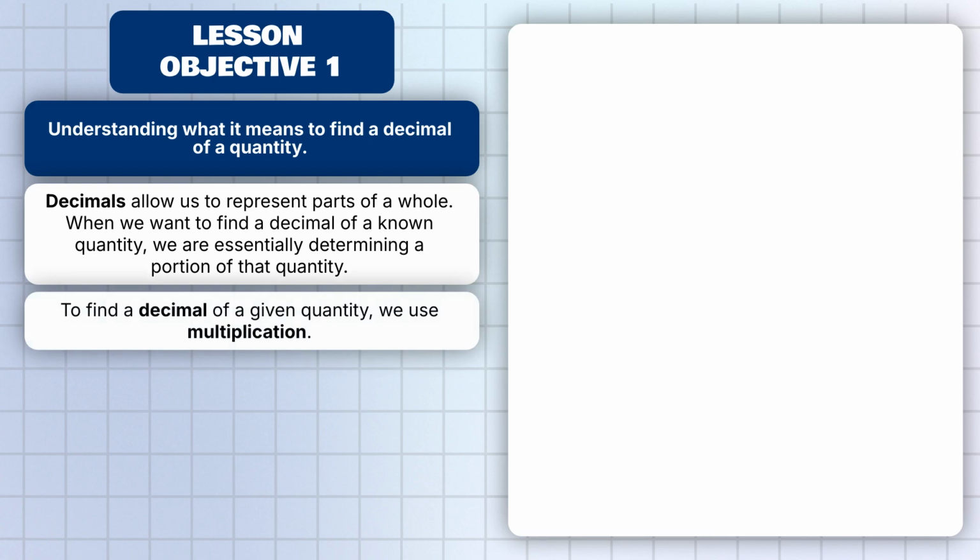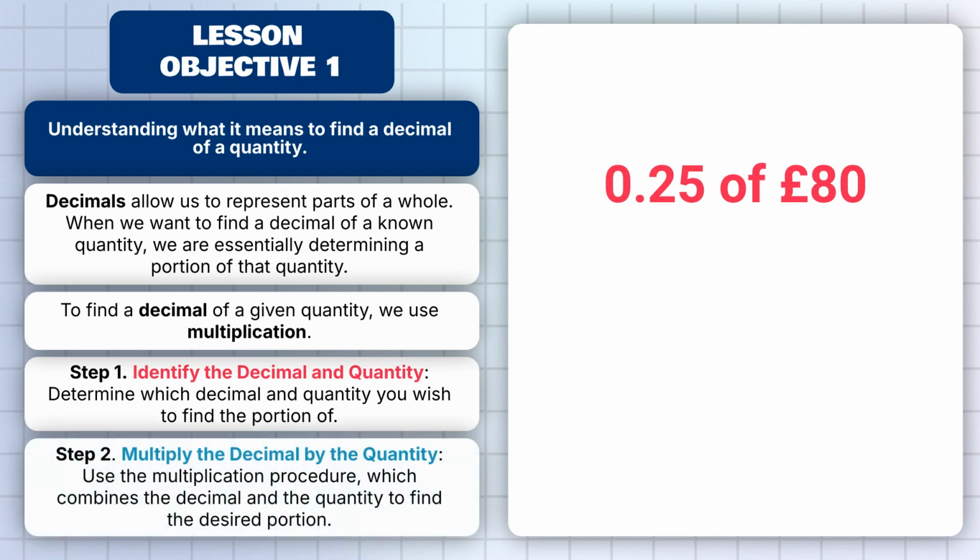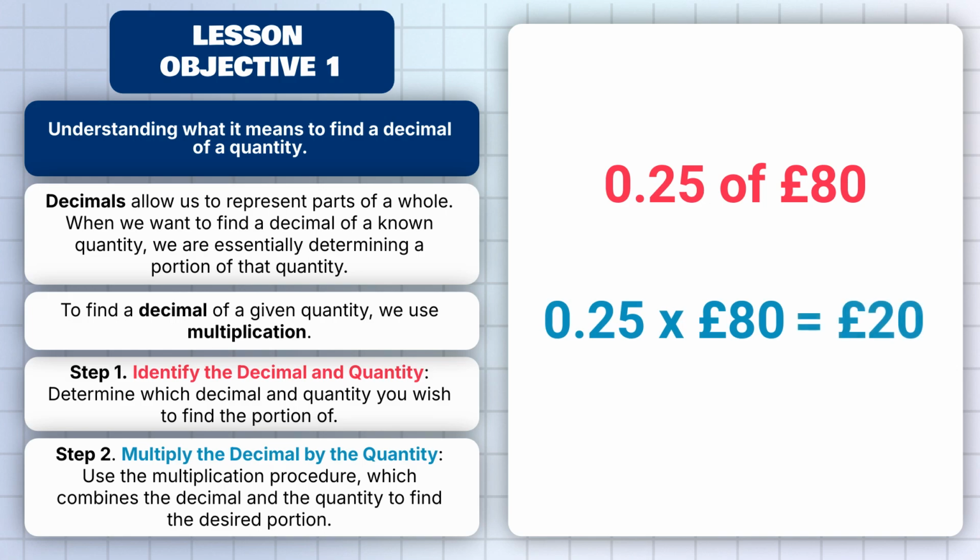The procedure is straightforward. Step 1. Identify the decimal and quantity. Determine which decimal and quantity you wish to find the portion of. For example, taking 0.25 of £80. Step 2. Multiply the decimal by the quantity. Use the multiplication procedure, which combines the decimal and the quantity to find the desired portion.